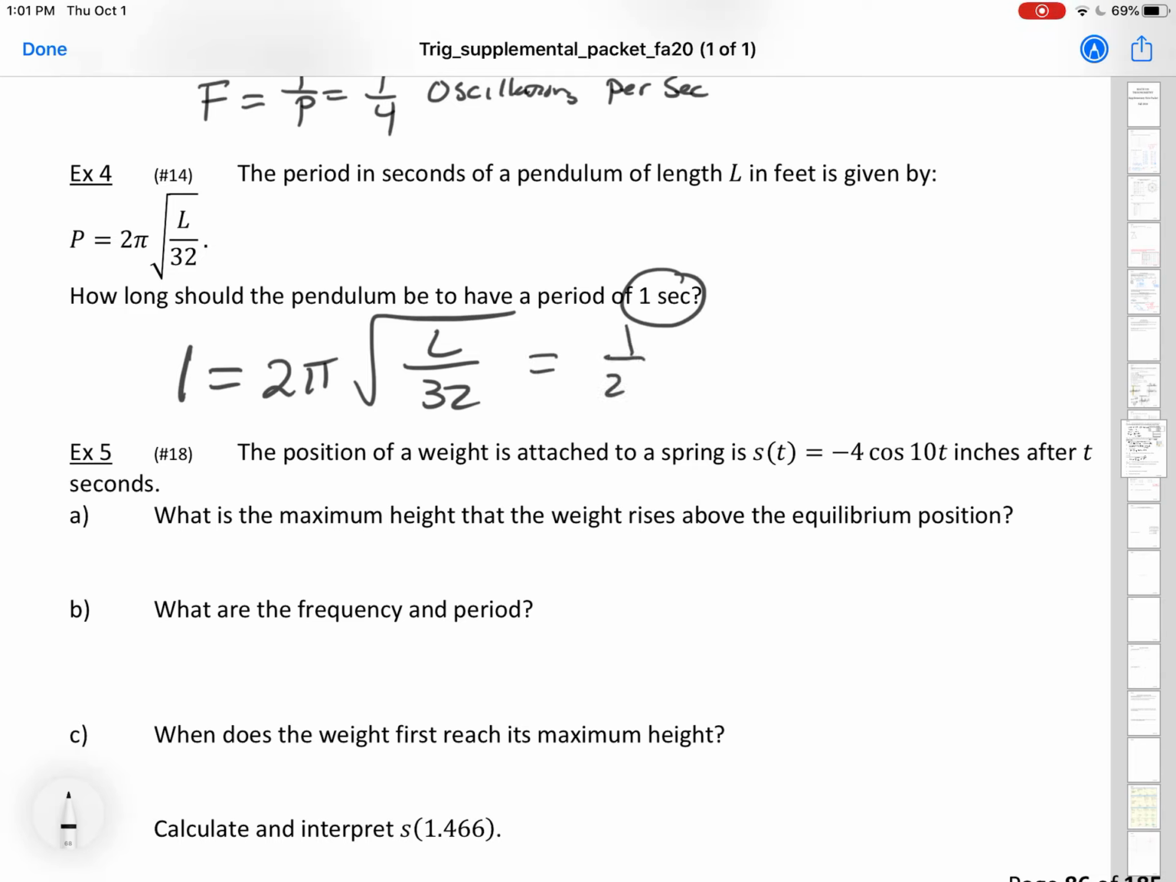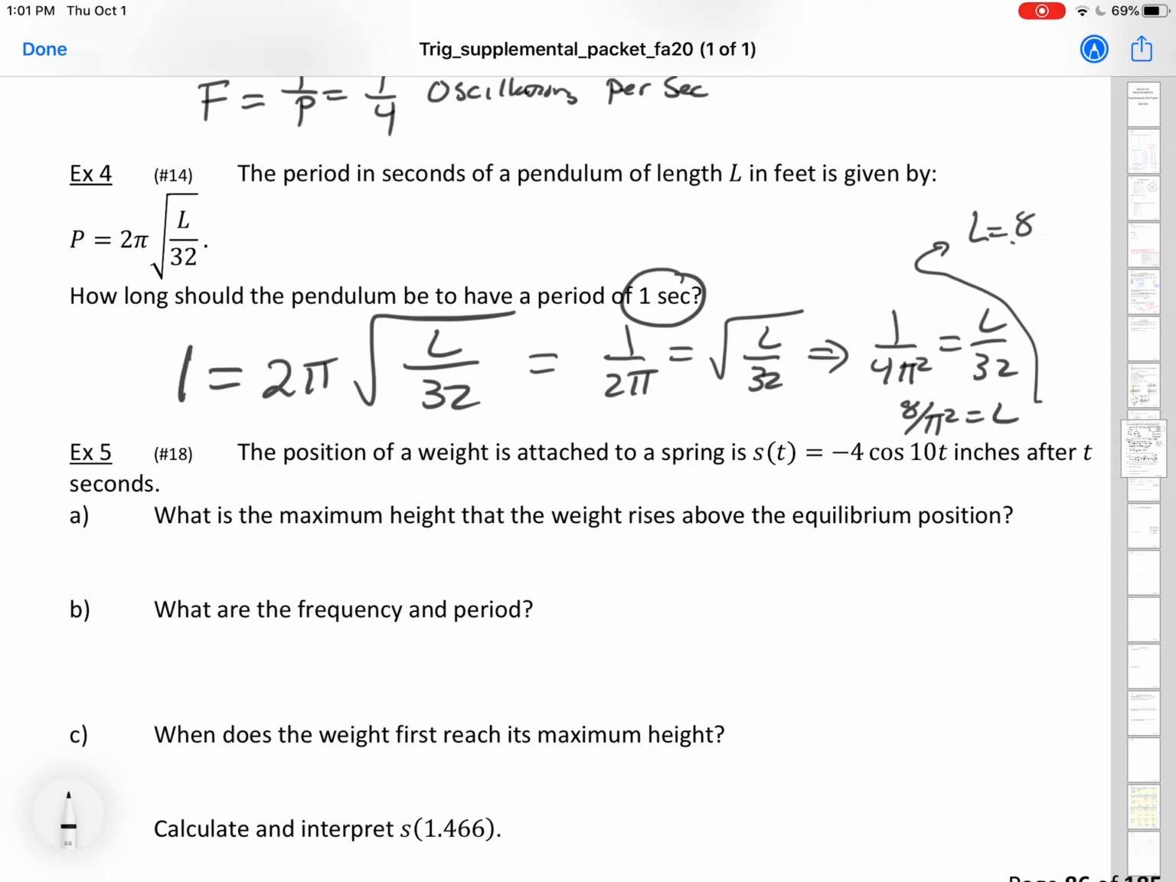Maybe you'll divide by 2 pi first and have that equal to the square root of L over 32. Then naturally you'd square and get 1 over 4 pi squared is equal to L over 32. And then you'd multiply by 32 and get 8 over pi squared is equal to L. So 8 over pi squared feet is equal to L. So let me come up here and just write the units. The length should be 8 over pi squared feet.